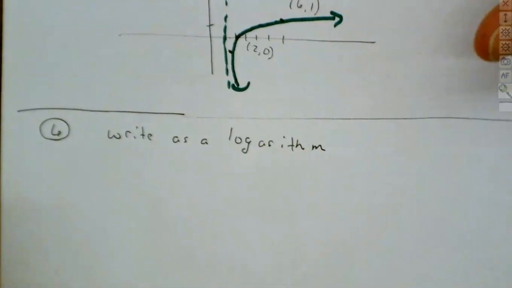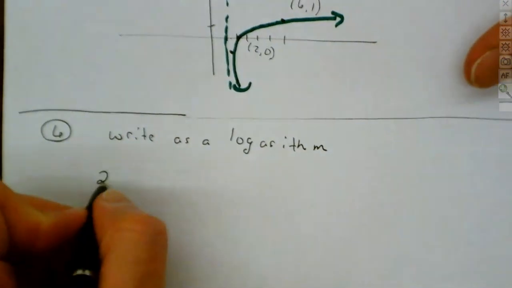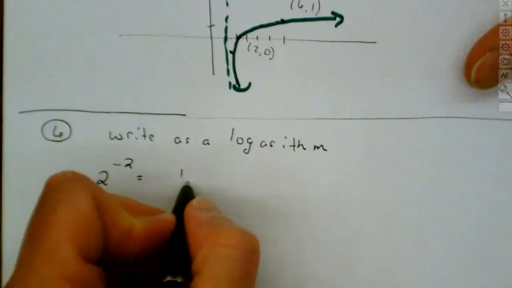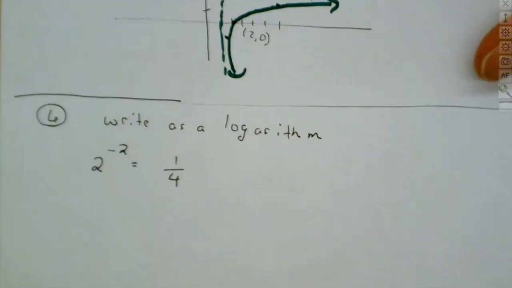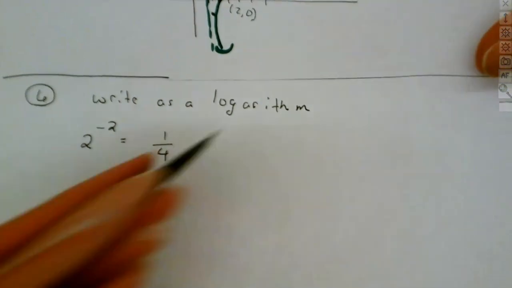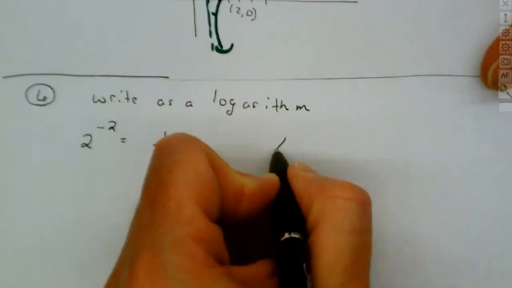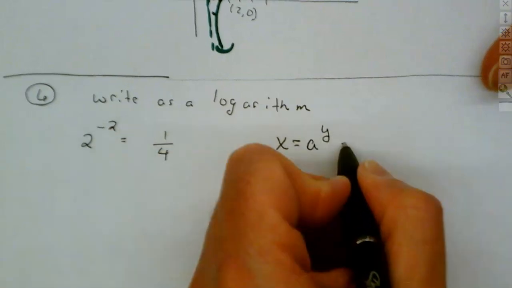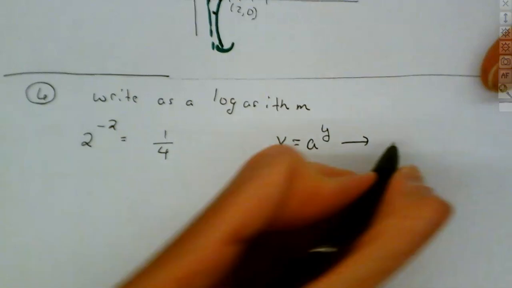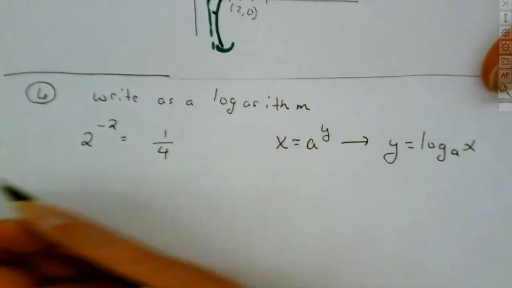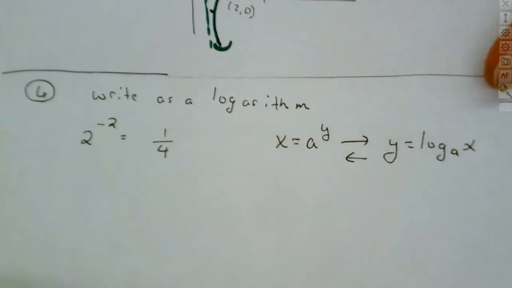So we're going to write this as a logarithm, and we've got 2 to the negative second power equals 1/4. Now, what is our formula? Well, our formula is this: x equals a to the y converts into y equals log base a of x. And you go back and forth.